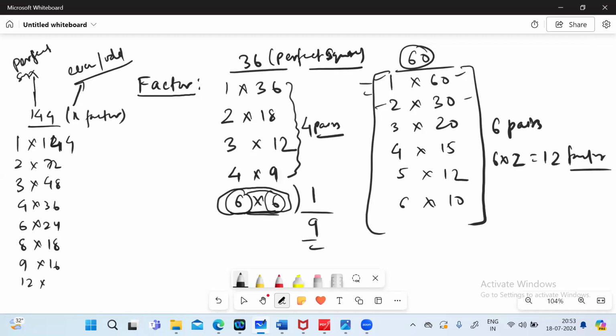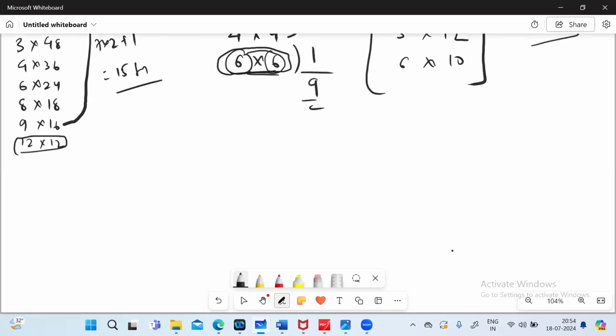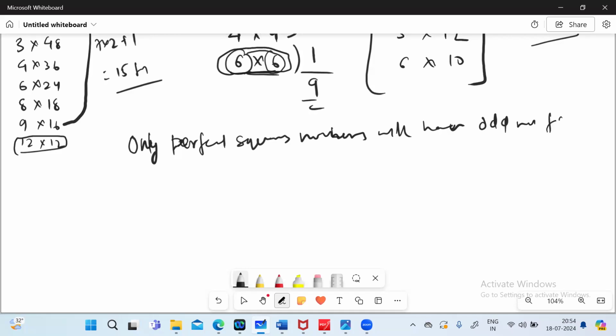And then I have 12 into 12. So what you can see here is there are 7 pairs, and one single factor, which is 12. So 15 factors are there. So every number which exists on earth will have an even number of factors except perfect squares. Only perfect square numbers will have an odd number of factors. Did everyone get that? Okay.